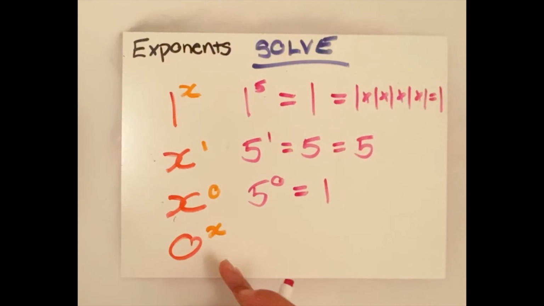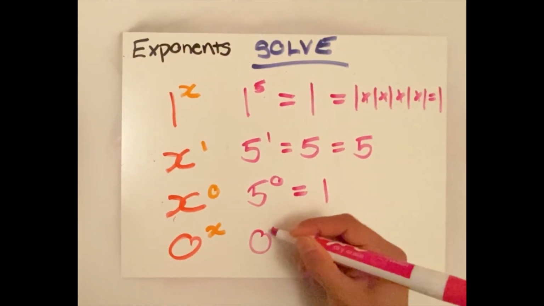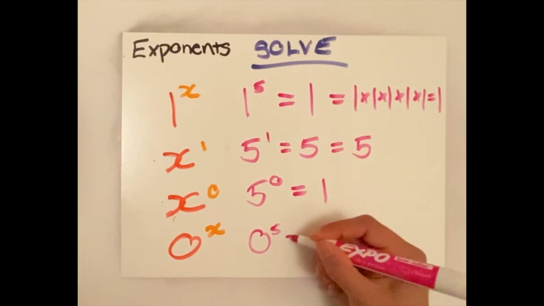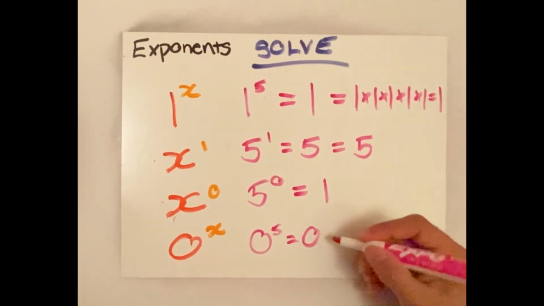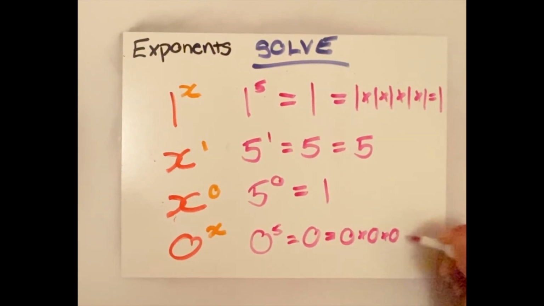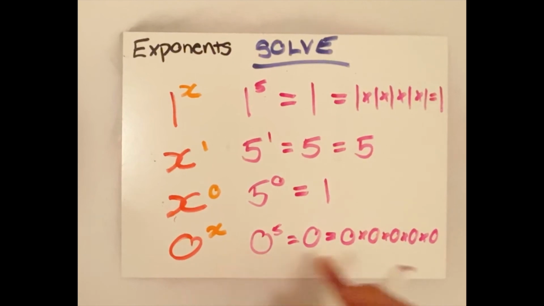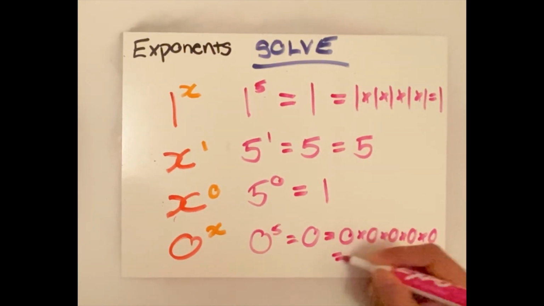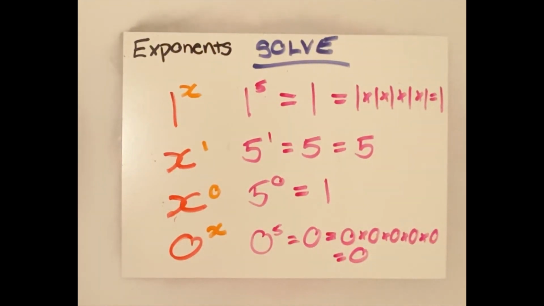And 0 to the power of any number, so 0 to the power of 5, is just going to equal 0. Why? Because in expanded form, it's 0 times 0 times 0 times 0 times 0. You have the base 0 times itself 5 times, which is the exponent, and 0 times 0 times 0 times 0 times 0 is just going to equal 0.